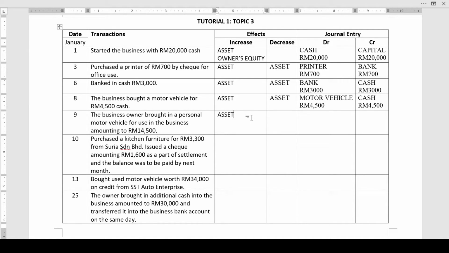So we have to recognize the owner's contribution. We have to show that the owner added a contribution to the business. The owner's contribution is owner's equity. So what happened to owner's equity? Increase in owner's equity.